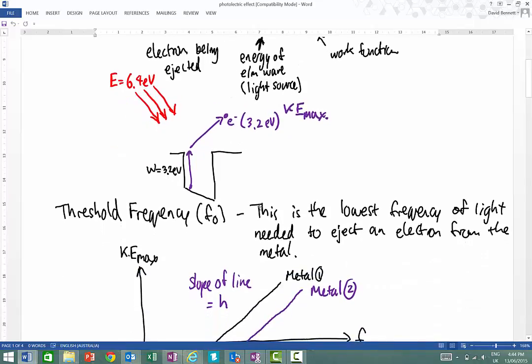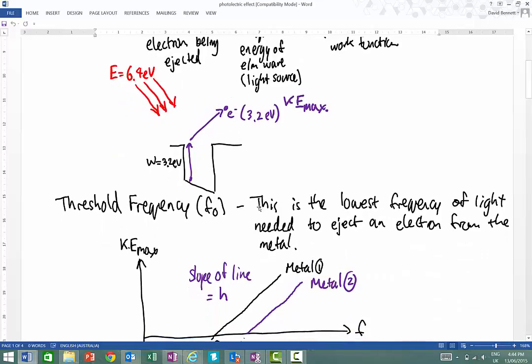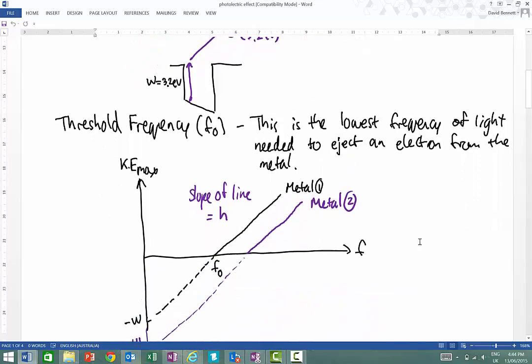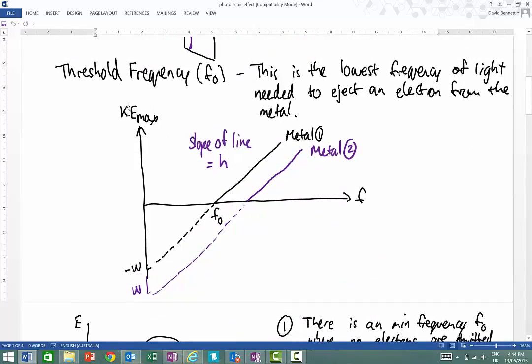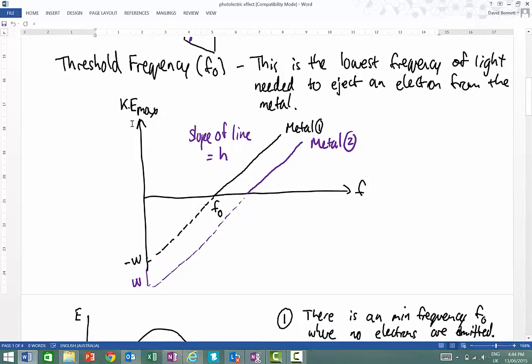Some key ideas here: the threshold frequency f0 is the lowest frequency of light that's needed to eject an electron from the surface. In fact, when we do the experiment, you'll be doing a graph of kinetic energy max versus frequency, and the slope of the line will be Planck's constant, and that's actually how they found it.